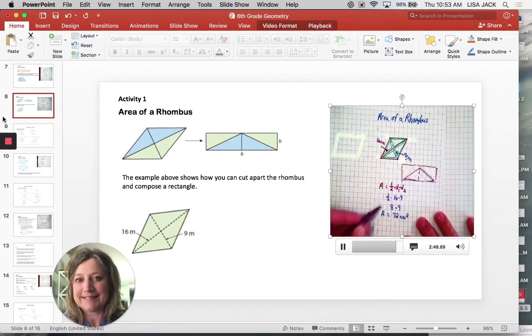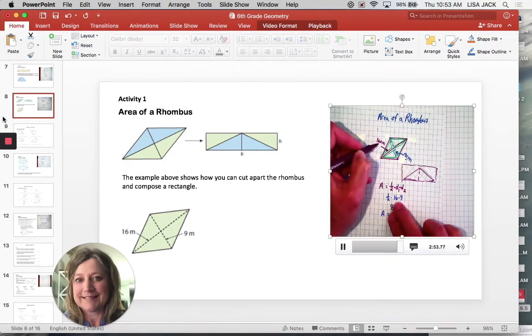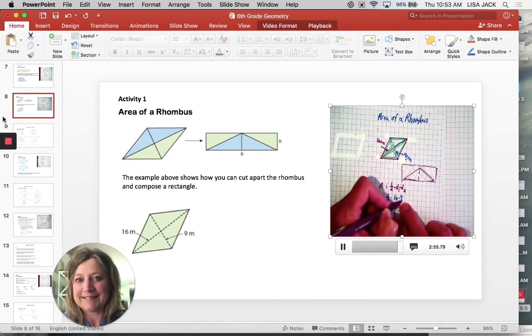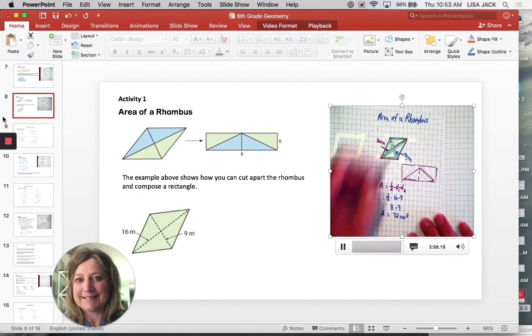So the formula: half times diagonal 1, which is 16, times diagonal 2, which is 9. Half of 16 is 8, and 8 times 9 is 72. That gives us the area of the rhombus, which is everything inside the shape, as 72 centimeters squared.